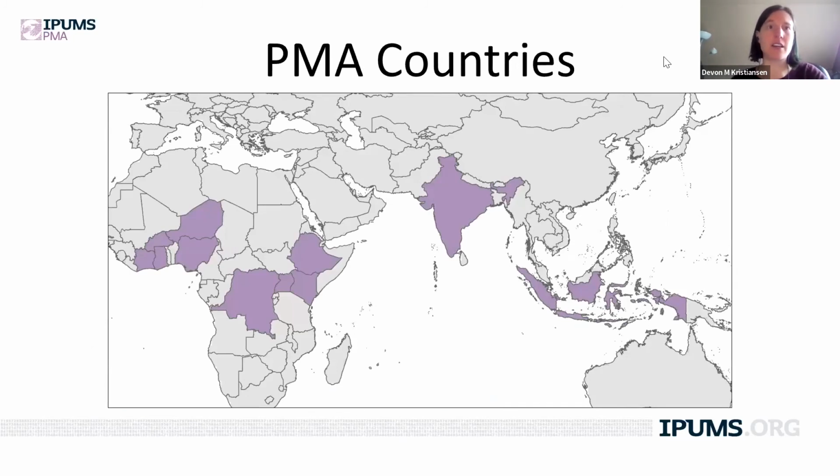This is a general map to show the coverage of countries within PMA. We have Burkina Faso, Cote d'Ivoire, Democratic Republic of the Congo, Ethiopia, India, Kenya, Niger, Nigeria, and Uganda that are currently participating. Ghana and Indonesia were at one point participants. Ethiopia does not have the longitudinal family planning data that we're going to be talking about today, but the other 8 are. They are participating in the panel design.